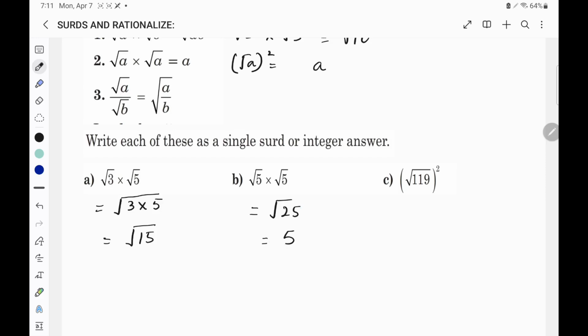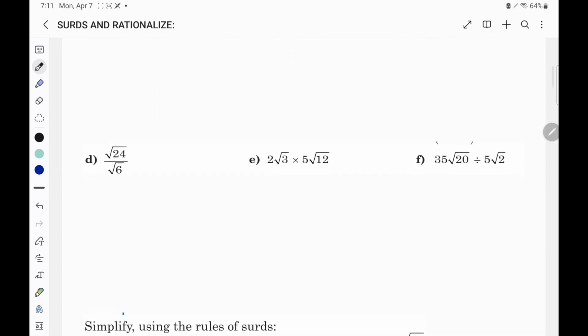Now square root 119 squared means square root 119 times square root 119, that is simply only integer form, that is 119. Now I hope you understood.